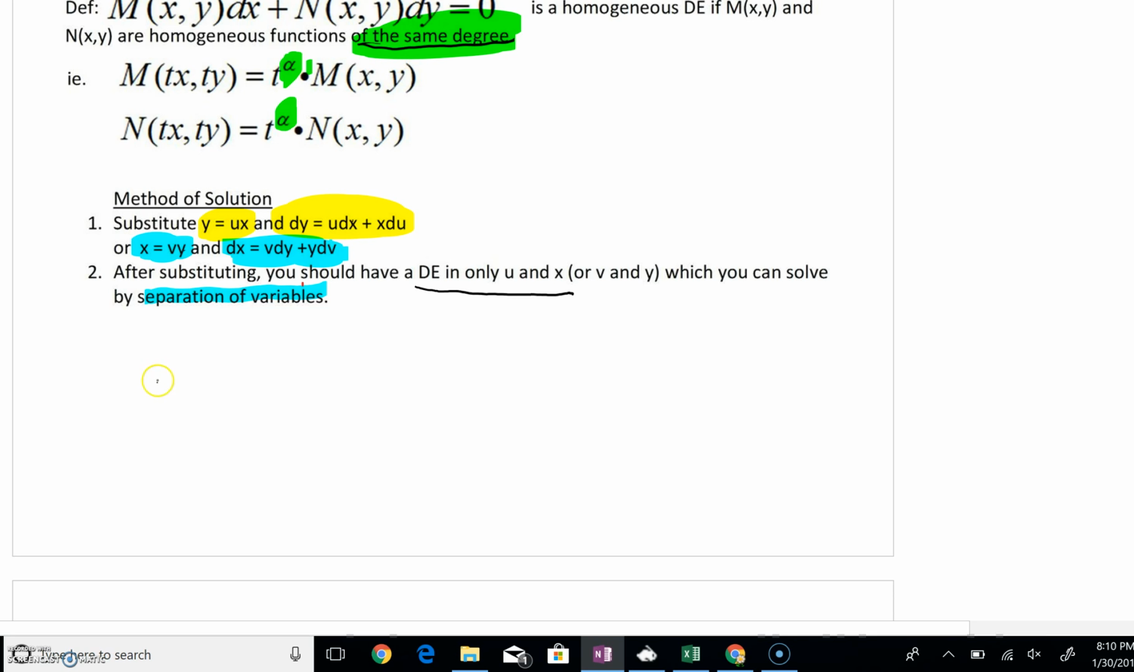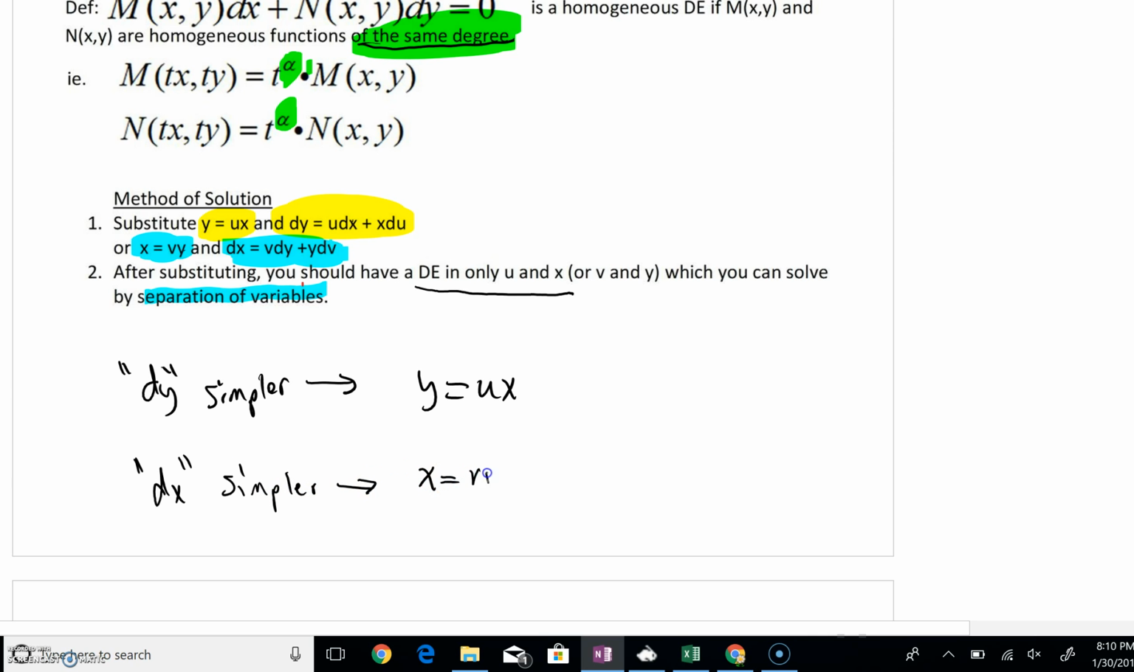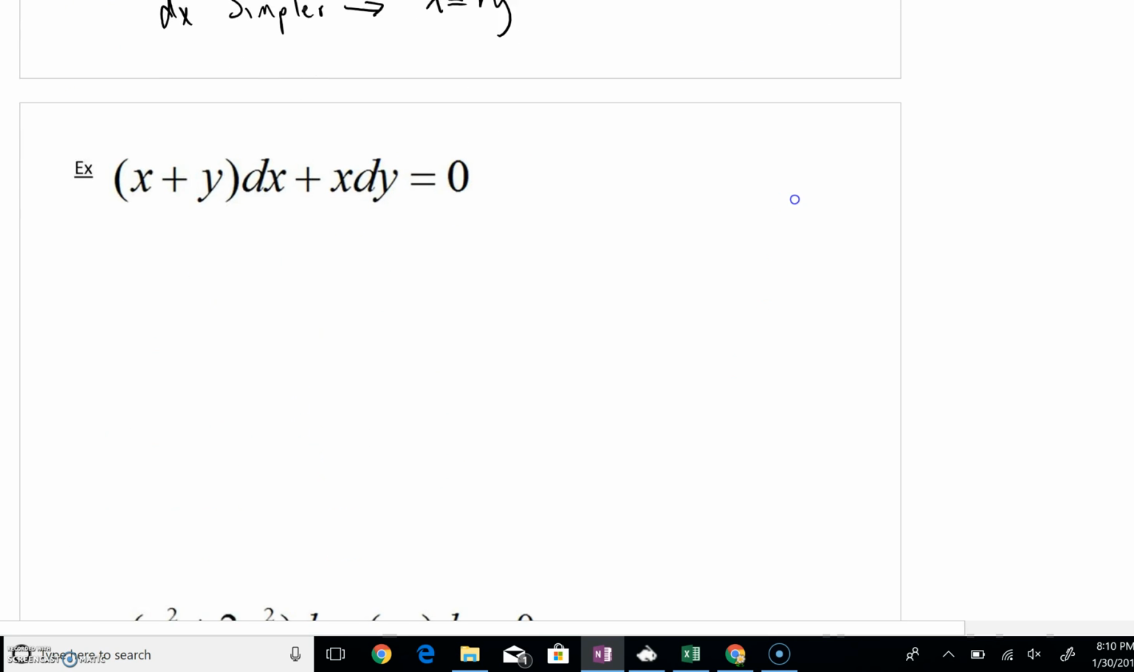If the dy function is simpler, let's keep it simple. Use y equals u times x. If your dx, what your function in front of dx, or M in other words, if that is simpler, then let's go ahead and have x equal to v times y. That's a good rule of thumb. I think we're going to see what is happening right now. Let's do a problem together.